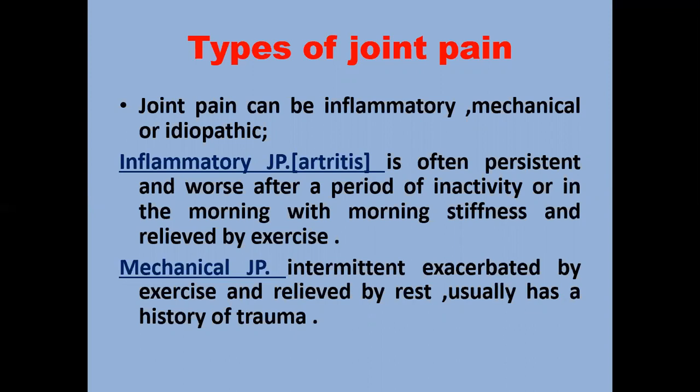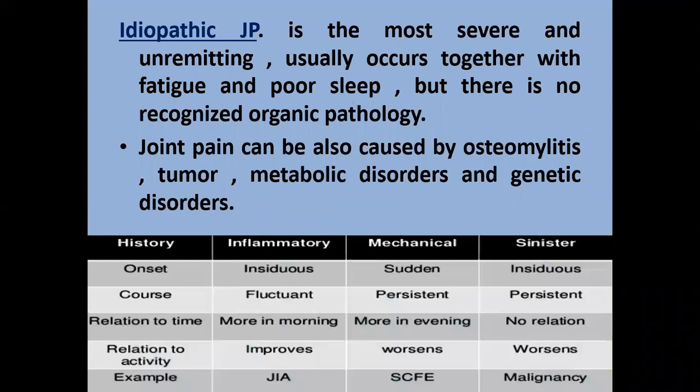Types of joint pain. Joint pain can be inflammatory, mechanical, or idiopathic. Inflammatory joint pain, or arthritis, is often persistent and worse after a period of inactivity or in the morning, with morning stiffness, and relieved by exercise. Mechanical joint pain is intermittent, exacerbated by exercise and relieved by rest, and usually has a history of trauma. While idiopathic joint pain is the most severe and unremitting, usually occurs together with fatigue and poor sleep, but there is no recognized organic pathology.